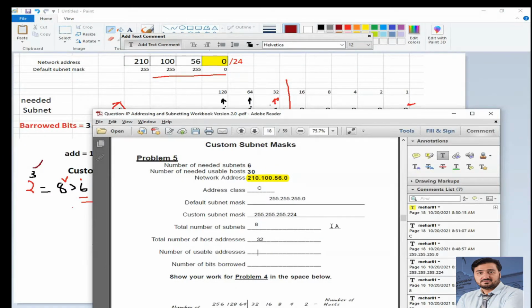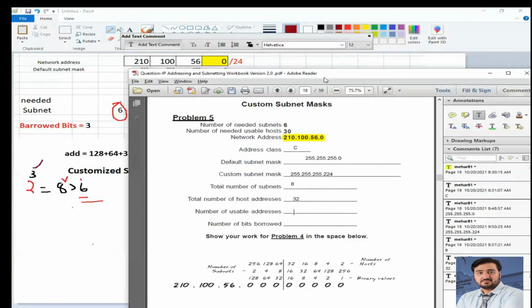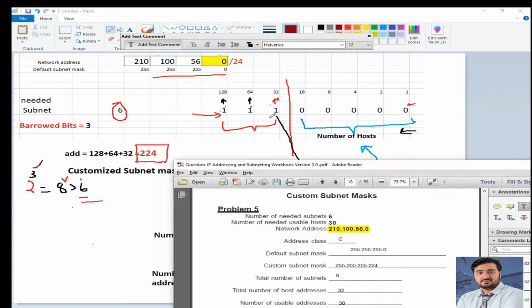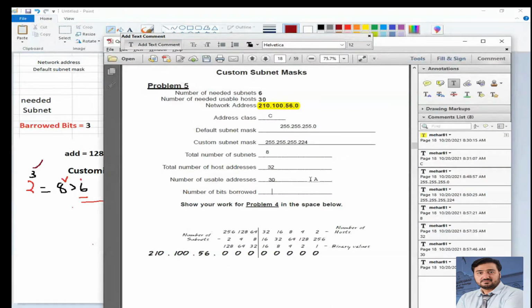Total number of usable addresses. How many usable addresses? Yes, tell me please. 30. Good. And total number of bits borrowed. How many bits we borrowed? See here, we borrowed only 3 bits. 1, 2, and 3. So this will be the answer.